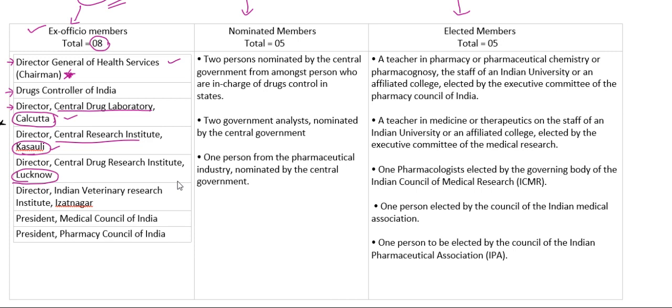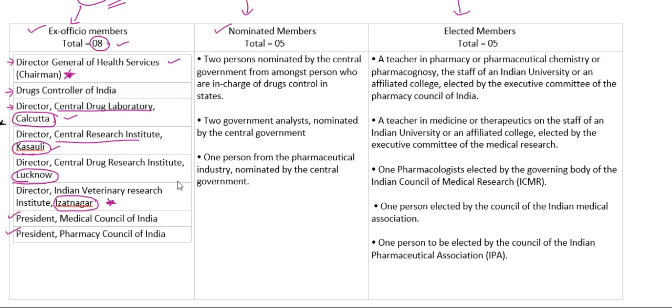Next, Director, Indian Veterinary Research Institute. This is located in Izatnagar. And the other ex officio members are the President, Medical Council of India, and the President, Pharmacy Council of India. So in total we have 8 ex officio members for DTAB, or Drug Technical Advisory Board.